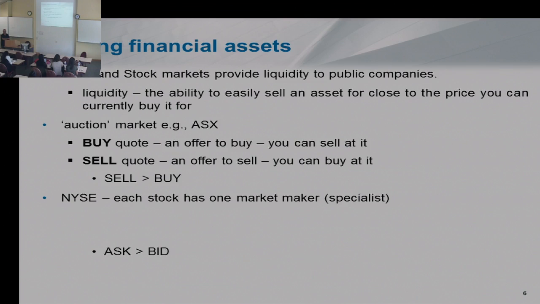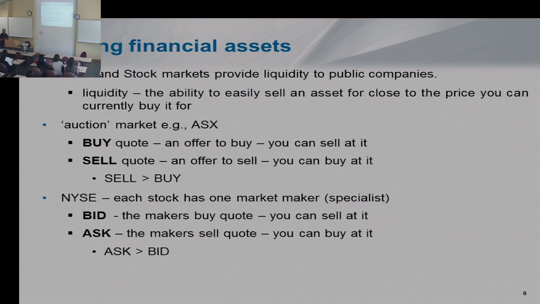The 2 cents difference means that there's no arbitrage profit. You can't buy and sell at the same time and make money. It's just a small difference in transaction costs. We call these buy and sell quotes on the ASX. On American stock markets, they're called bids and asks. The bid is the buy quote, you can sell at it, and the ask is the sell quote.